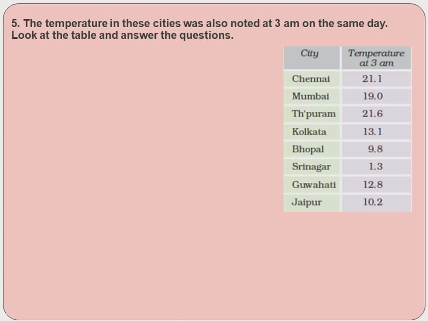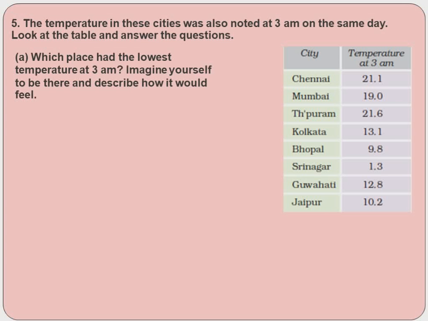Now, next question. The temperature in these cities was also noted at 3 a.m. on the same day. Look at the table and answer the following questions. Now we have seen for 3 p.m.; now 3 a.m. is given for you. Now which place has the lowest temperature at 3 a.m.? Imagine yourself to be there and describe how you would feel. So this one you will write on your own. Only this one we will see for 3 a.m.